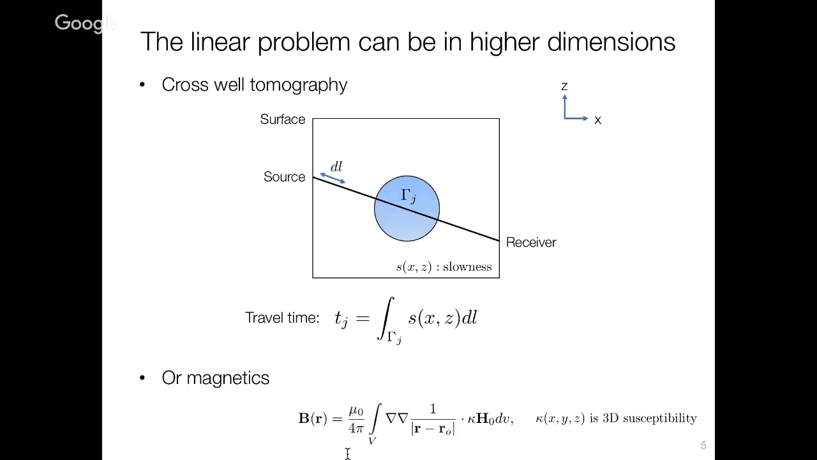Three-dimensional problem, again, we've seen, could be the magnetic problem. So here's a magnetic problem. Kappa is the 3D susceptibility, and here's your kernel function that relates the magnetic field, which is now a vector, to what this susceptibility is. So 1D, 2D, 3D, these are all linear problems. They can all be portrayed as an integral of the thing that you're looking for, whether it's slowness or susceptibility, with a pre-multiplying kernel function.